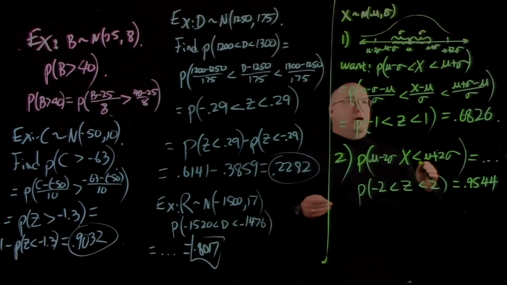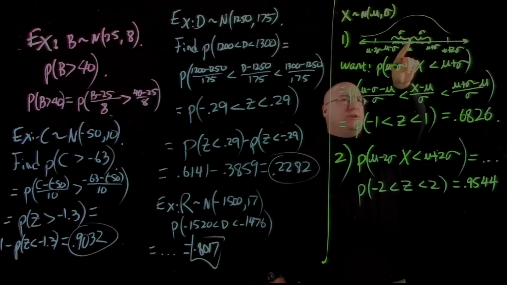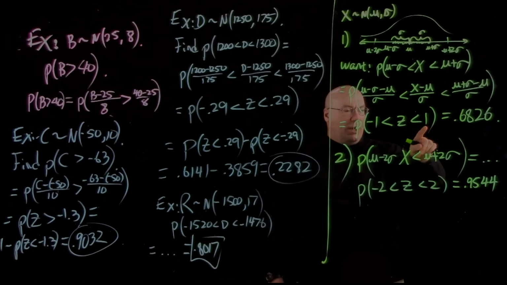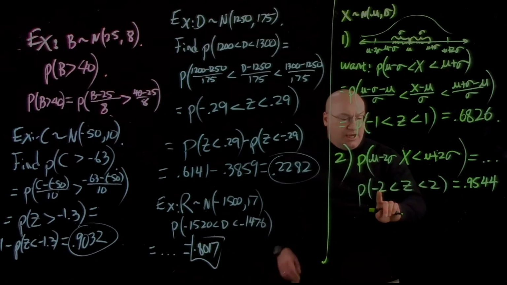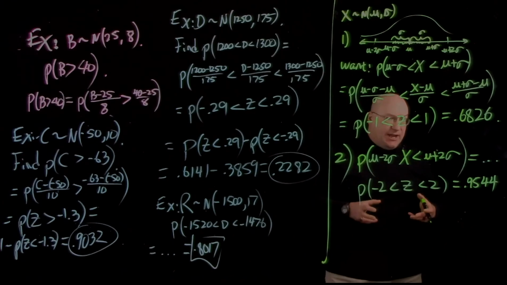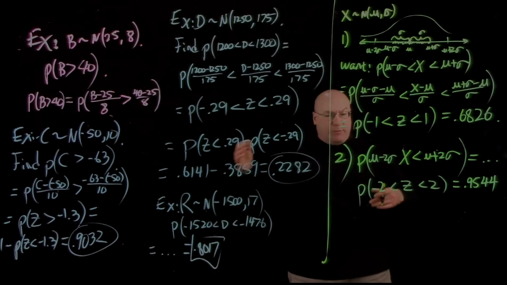Saying that a random variable lies within one standard deviation of the mean is saying that its z-score is between -1 and 1. Saying that a random variable value lies within two standard deviations of the mean is saying that its z-score lies between -2 and 2. So the z-score really does tell you how many standard deviations your value is away from the mean, above or below.